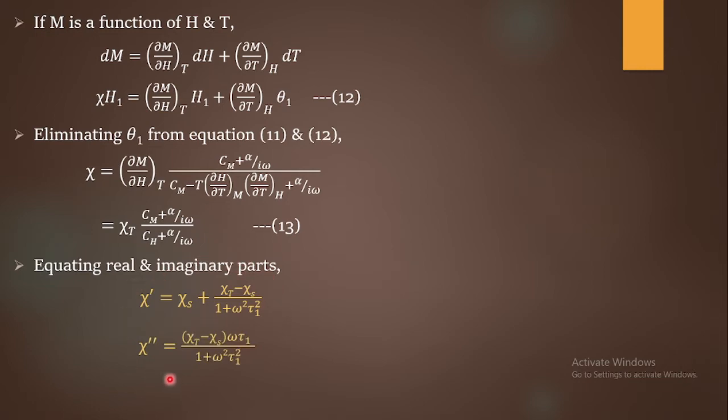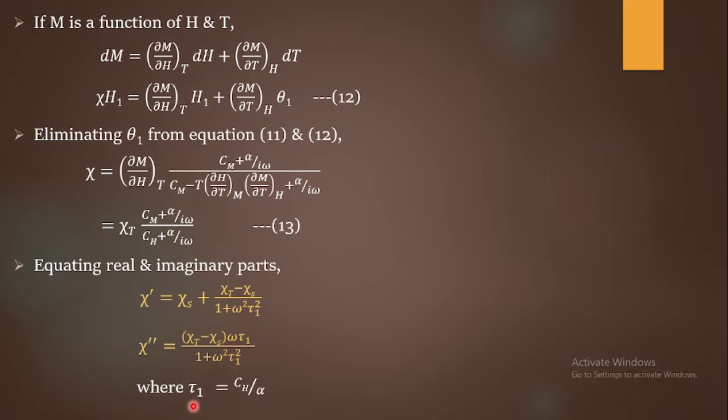So that we get these two values: chi prime is chi s plus (chi T minus chi s) divided by 1 plus omega square tau 1 square, and chi double prime is (chi T minus chi s) times omega tau 1 divided by 1 plus omega square tau 1 square. This corresponds to the imaginary term and this corresponds to the real term, which we obtained by separating equation number 13. Here tau 1 is nothing but Ch by alpha. Wherever we had Ch by alpha, we have substituted tau 1, which is the spin-lattice relaxation time.